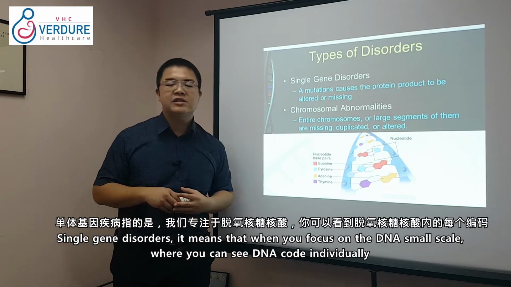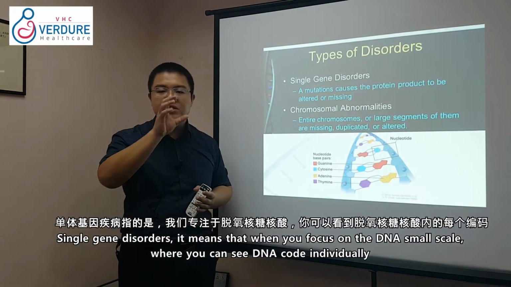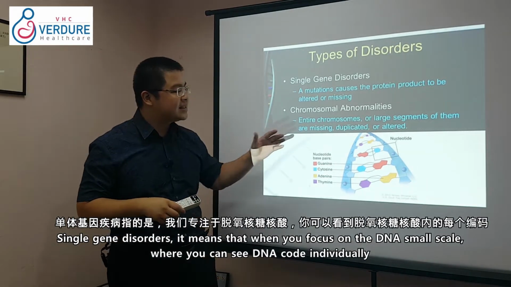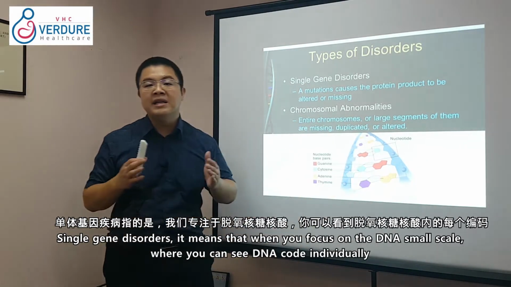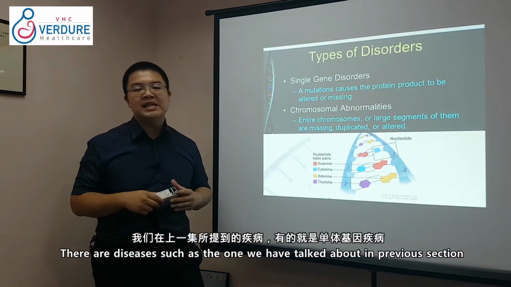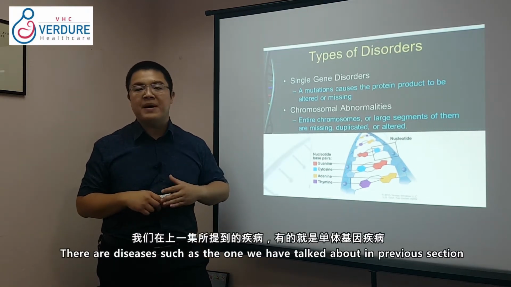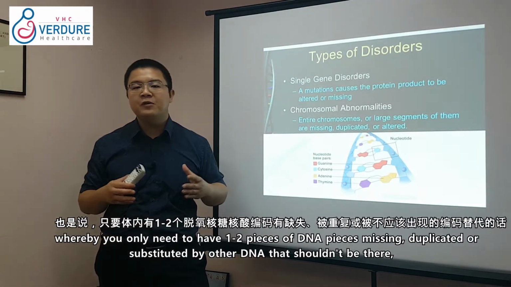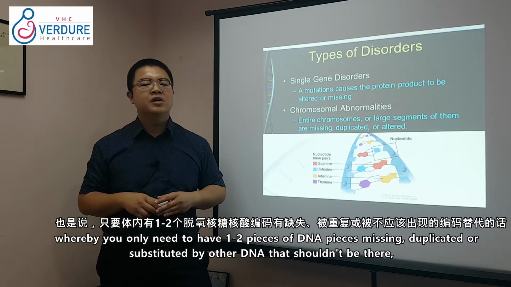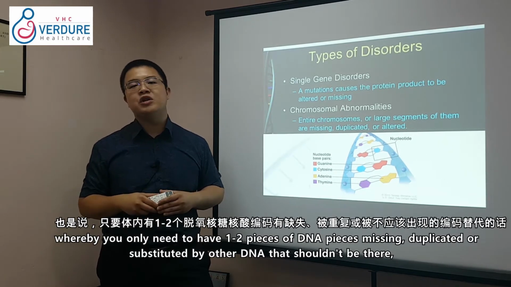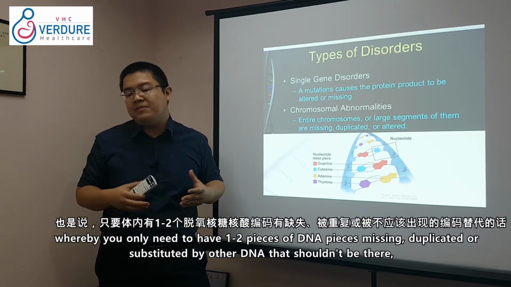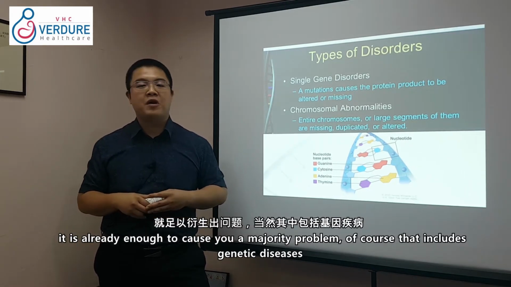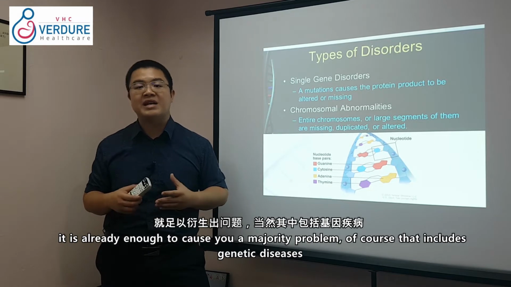Single gene disorder means that when you focus onto the DNA on a very small scale, you can see the DNA code individually. So there are diseases such as the ones we have talked about in previous sections, whereby you only need to have one or a few pieces of the DNA missing, duplicated, or substituted by other DNA that shouldn't be there. It is already enough to cause you a majority of problems. And of course, that includes genetic diseases.